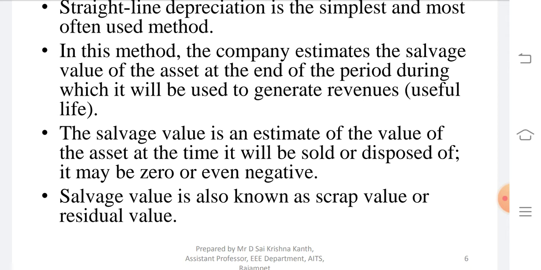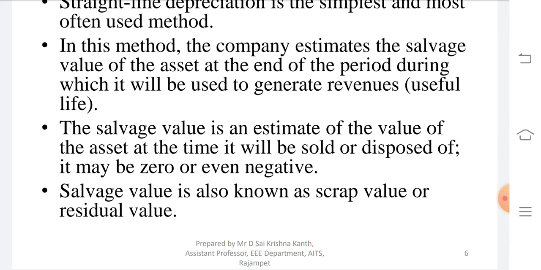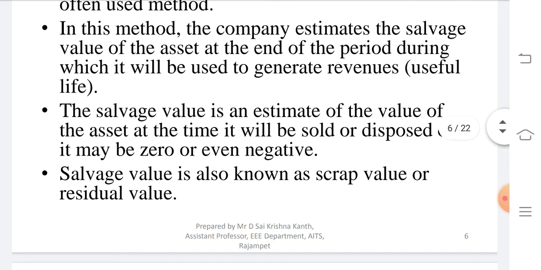Suppose an asset costs 50,000 rupees and has a lifetime of 4 years. Let us assume that at the end of the 4th year, if you demolish the building or reallocate the space, the asset may be worth 10,000 rupees. That remaining 10,000 rupees is called the salvage value. 50,000 is the book cost at the beginning of the first year. So 50,000 minus 10,000, which is 40,000, is the total depreciation amount for the entire lifetime period of 4 years.